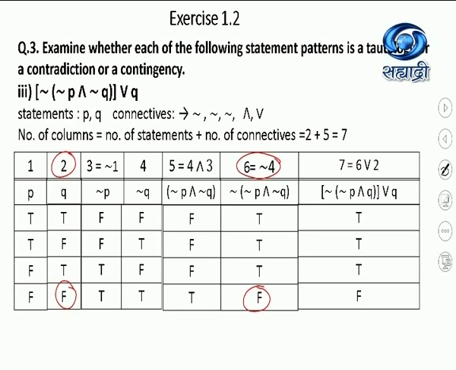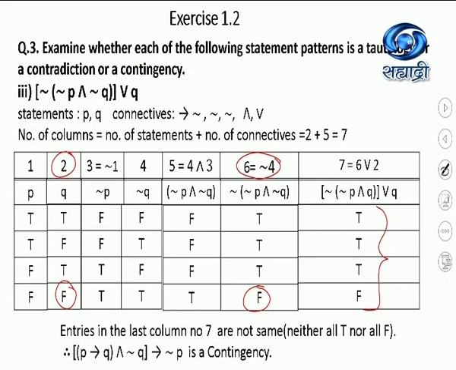What do you see in the last column? That it is neither all T nor all F. Therefore, the given statement pattern is a contingency. Even if there is one single F here, it's not all T or all F. You have to write the reason and then write the conclusion in the proper format.